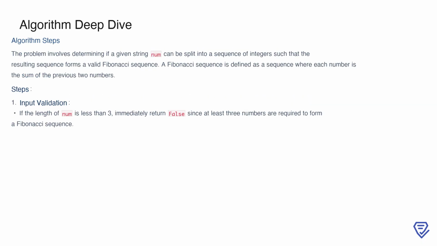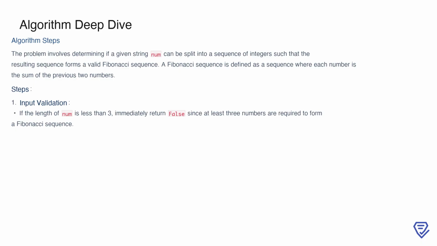To solve the problem of splitting a string into a valid Fibonacci sequence, we start by understanding the core requirement. A Fibonacci sequence is a sequence of numbers where each number is the sum of the 2 preceding ones. For example, 1, 1, 2, 3, 5, and so on.